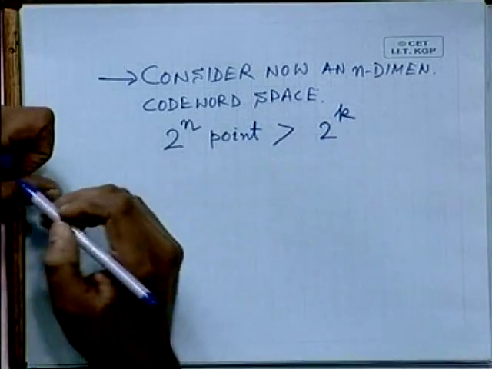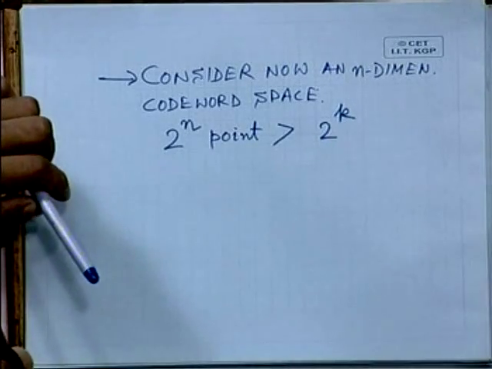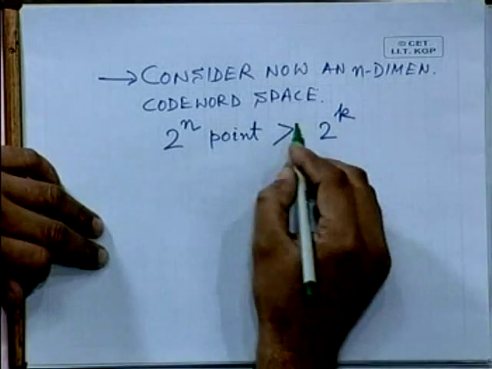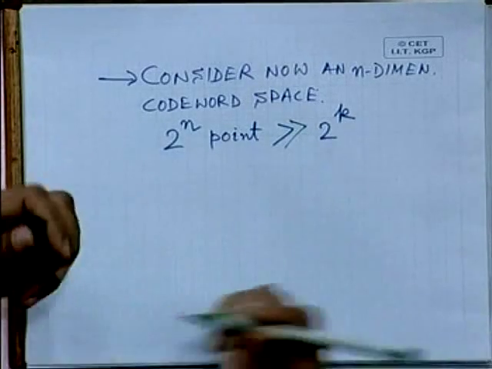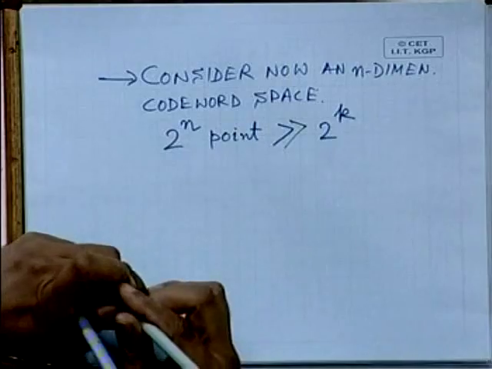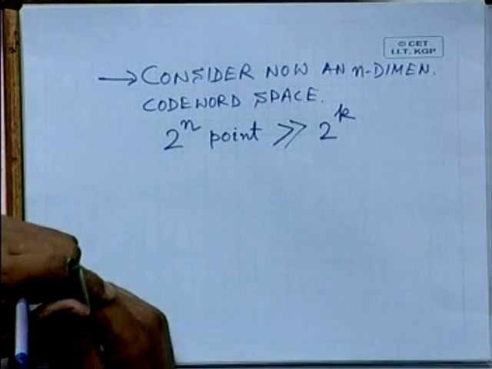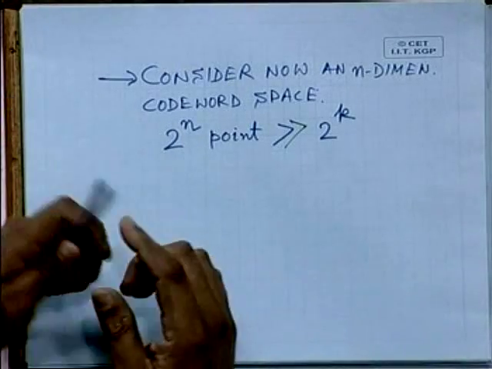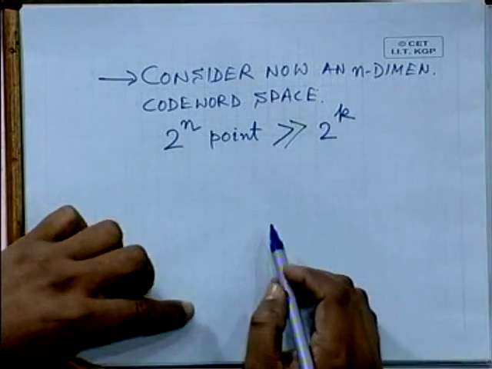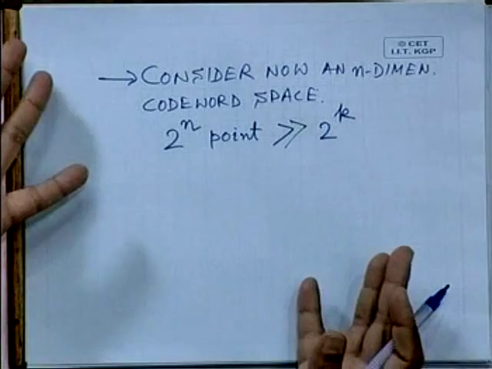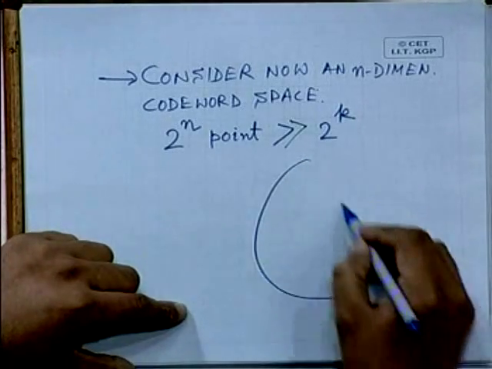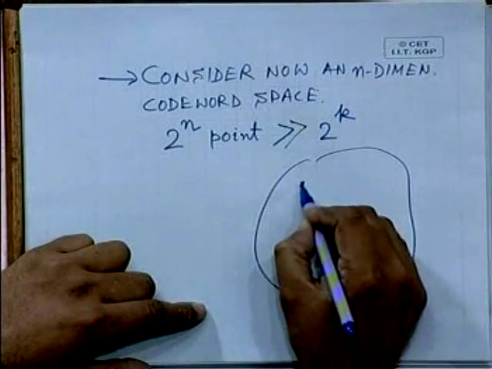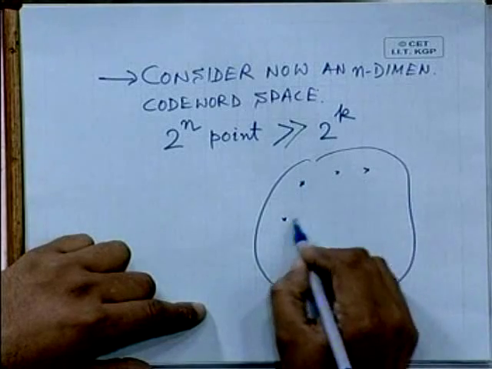Depending on the values of n and k, we can even say that this is much greater than 2 to the power k, though it need not always be. If k and n are very close, then 2 to the power n may be just greater than 2 to the power k. How is this situation? Let me try to depict. I can't draw an n dimensional space here really. Let me arbitrarily give an idea: suppose this is my n dimensional code space, and there are 2 to the power n points.